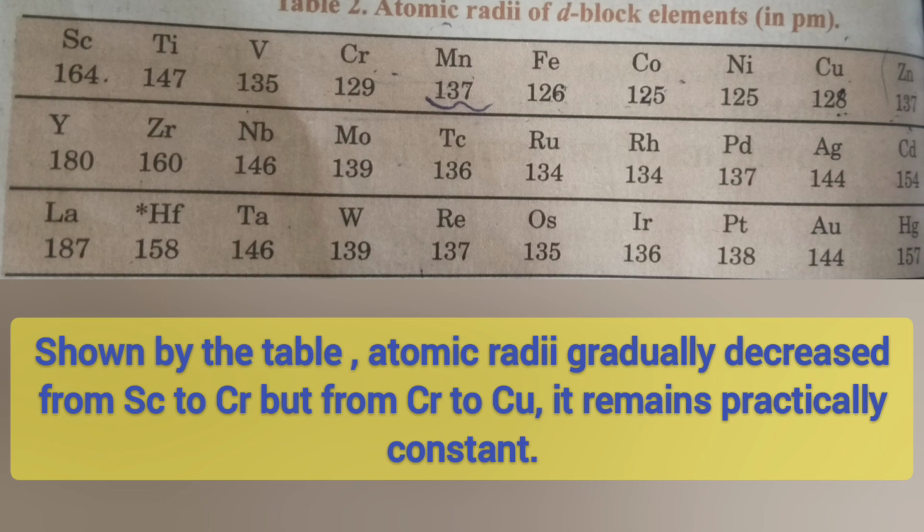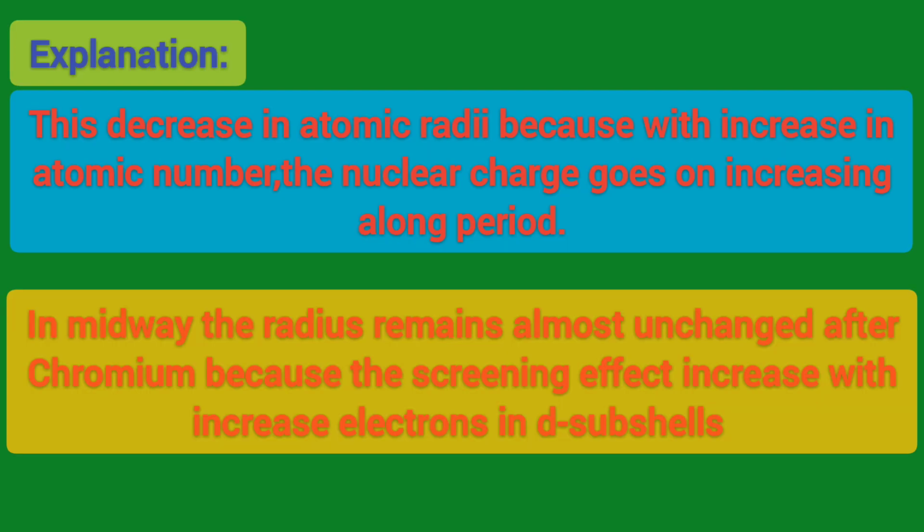For the given table, from scandium to zinc, as shown by the table, the atomic radii gradually decrease from scandium to chromium. From chromium to copper, it remains practically constant. This is due to the fact that from scandium to chromium, the nuclear charge increases, and from chromium to copper, the nuclear charge and the screening effect are equal.